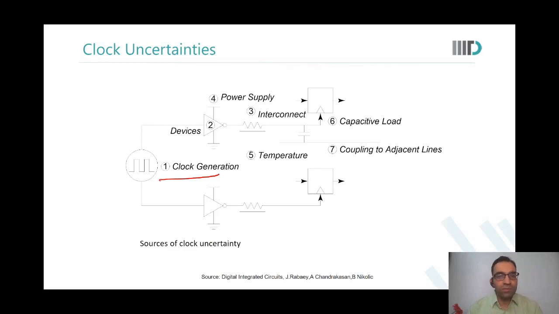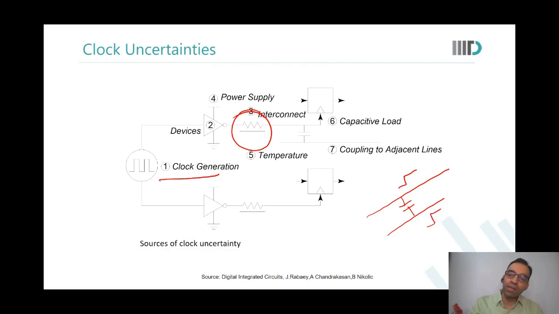Then there are device variations. There are power supply variations. There are interconnect variations where you could have crosstalk between interconnects, and therefore when both the signals are rising, you have one kind of delay. When one of the signals is falling, you will have a different kind of delay, and so on. There could be variations in temperature. There could be variations in loading of different flops or stuff like that, and so on. So there are many uncertainties that the clock arriving at any flop would see.